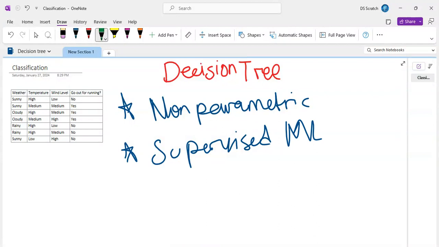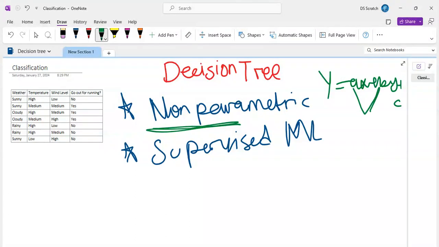By saying non-parametric, we mean that we are not using any coefficients or parameters, unlike linear regression or logistic regression. If you remember from linear regression, suppose we have an equation of ax plus by plus c. This a and b were coefficients or parameters, and in these algorithms we are not using any parameters.